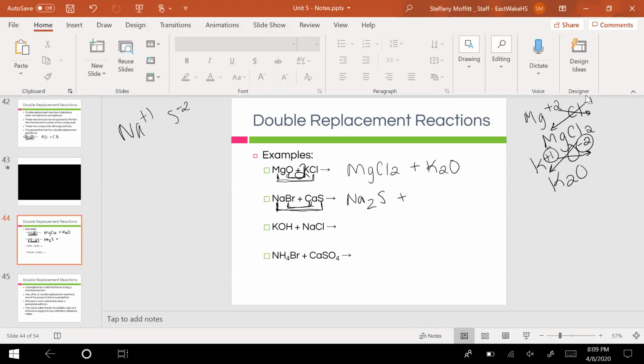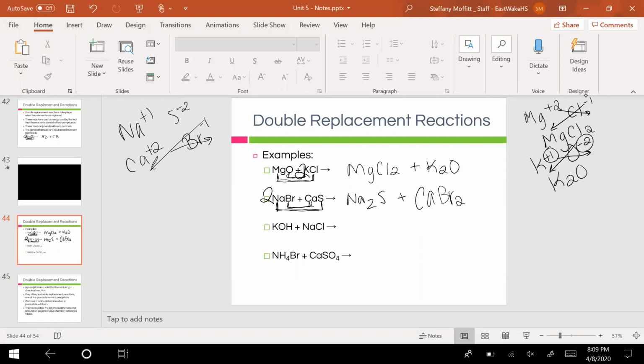Now I'm going to figure out my second product. I'm going to take calcium, which is in group 2, it has a +2 charge, and bromine in group 17 has a -1 charge. When I crisscross those, I'm going to get CaBr2. And from here, I would balance. In order to balance, you just add a 2 in front of that first reactant.